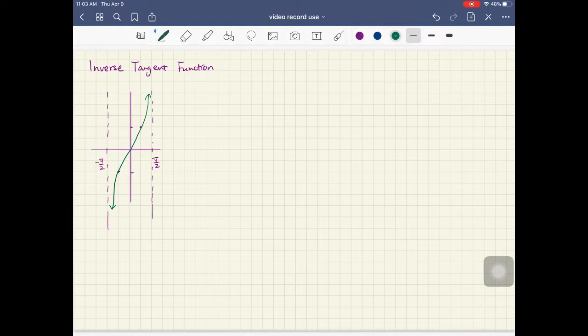This is the third video for section 6.1. Here we're going to be talking about the inverse tangent function. On the screen you see I graphed one period of the tangent function.